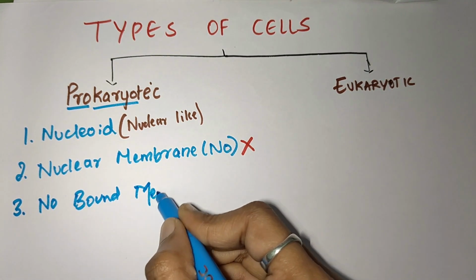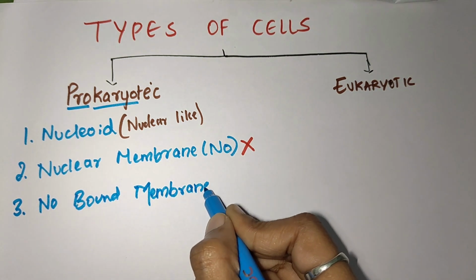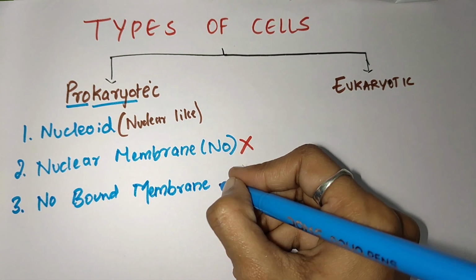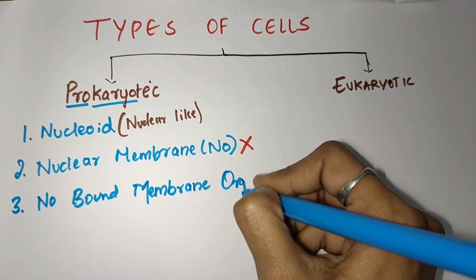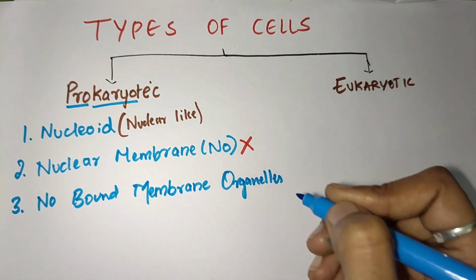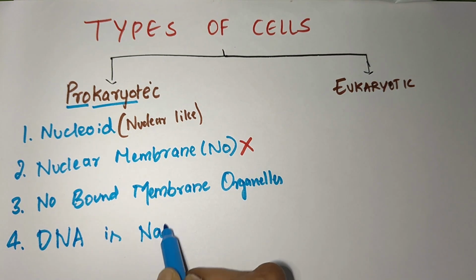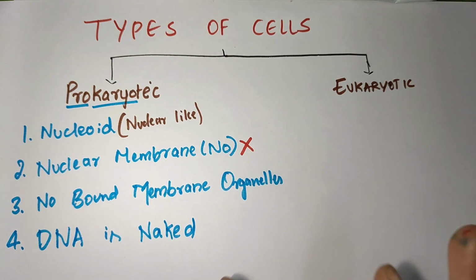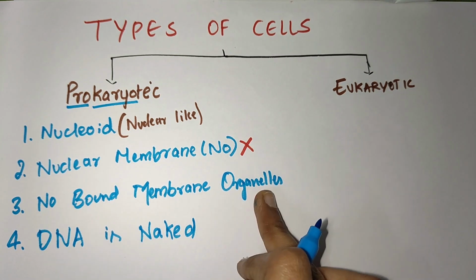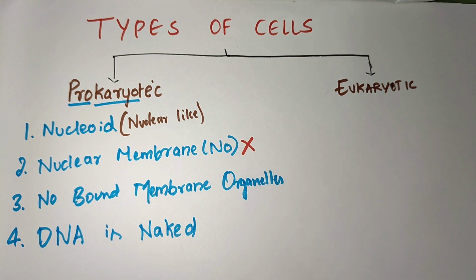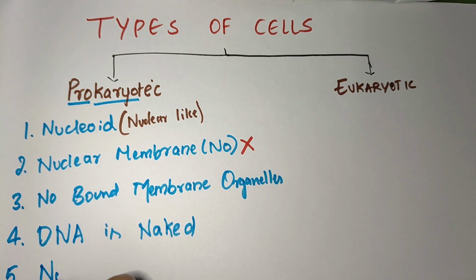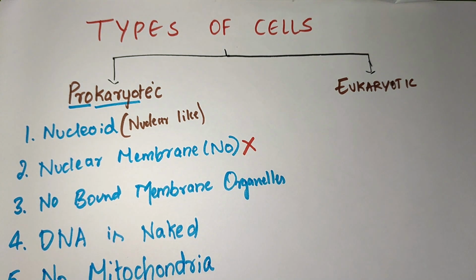Not only nuclear membrane, there are no membrane bound organelles. The DNA is naked. DNA कैसा है? It isn't covered by any kind of membrane. यहाँ पे भी हमने सेम बात की है और यहाँ पे भी हमने सेम बात की है. And the thing is, it has no mitochondria. In the prokaryotic cell, there is no mitochondria. हम mitochondria नहीं देखते हैं.